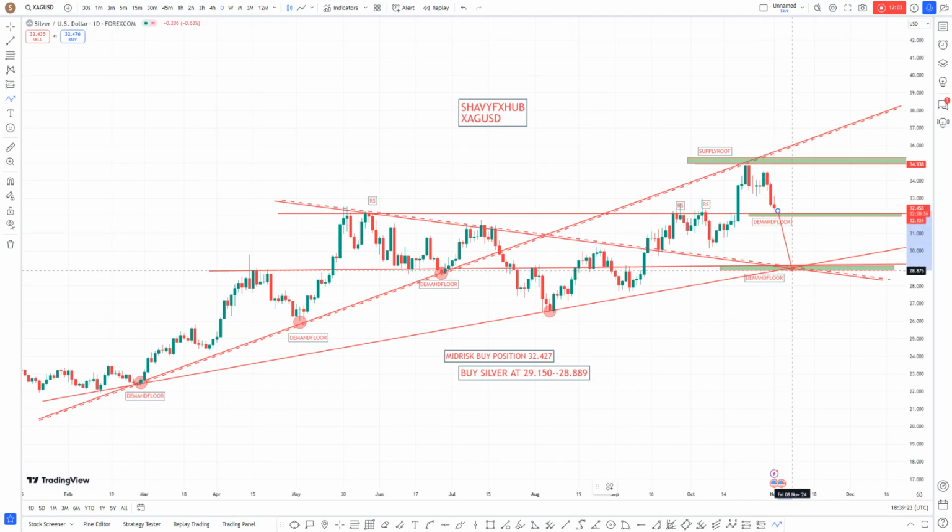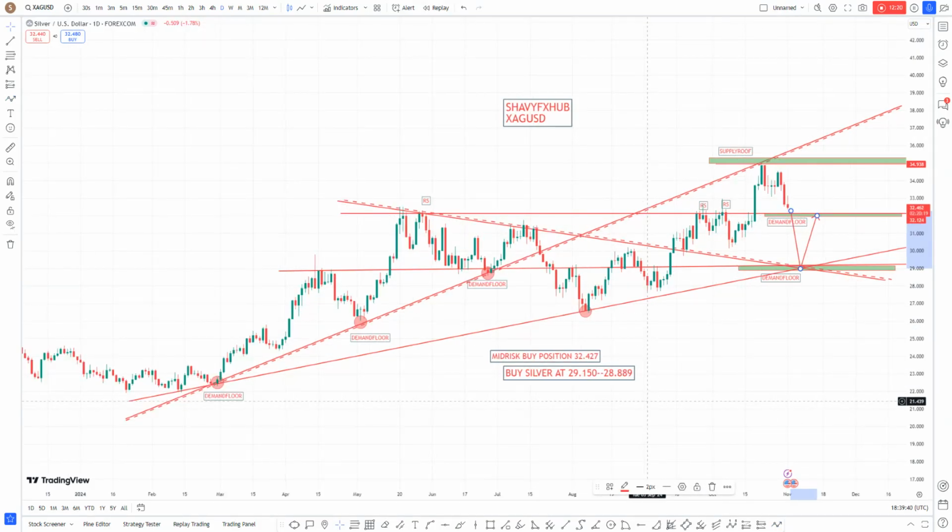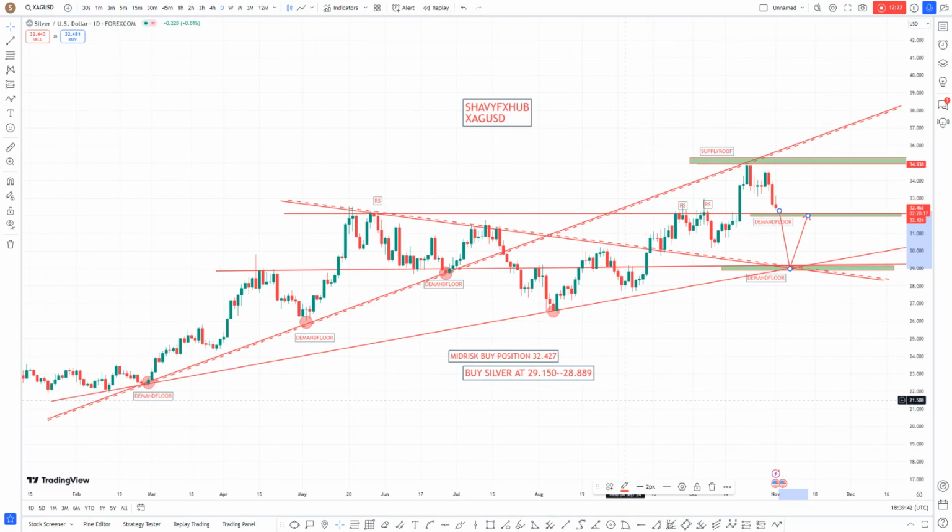So at this level, I expect price to come here. So silver looks like something that still wants to come down to retest a broken descending trend line, acting as supply roof. So if price returns here, it will be a decent risk to reward ratio to go long on return to this level. So this is what we see.